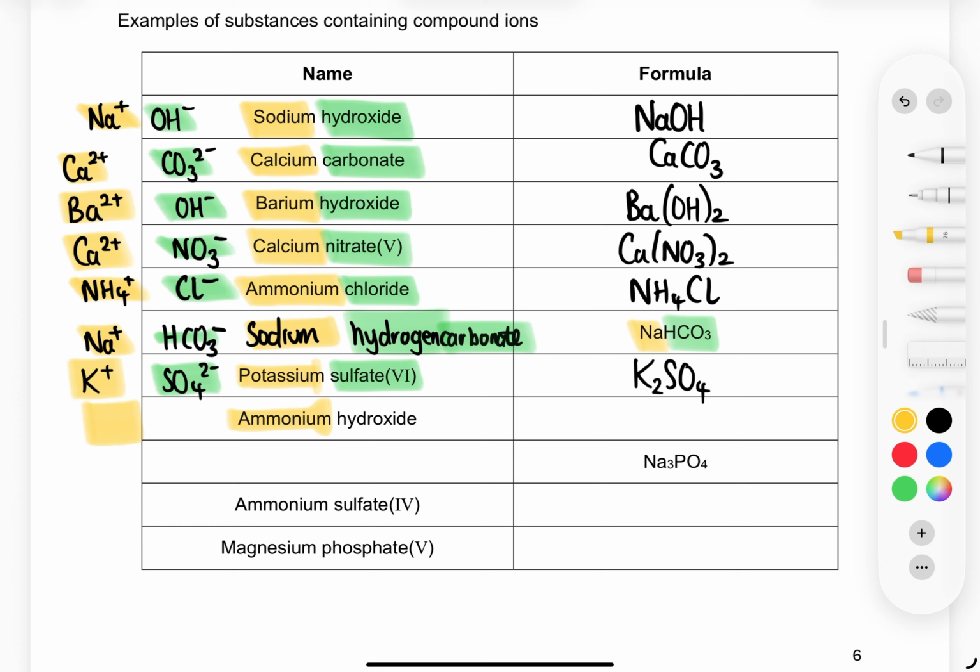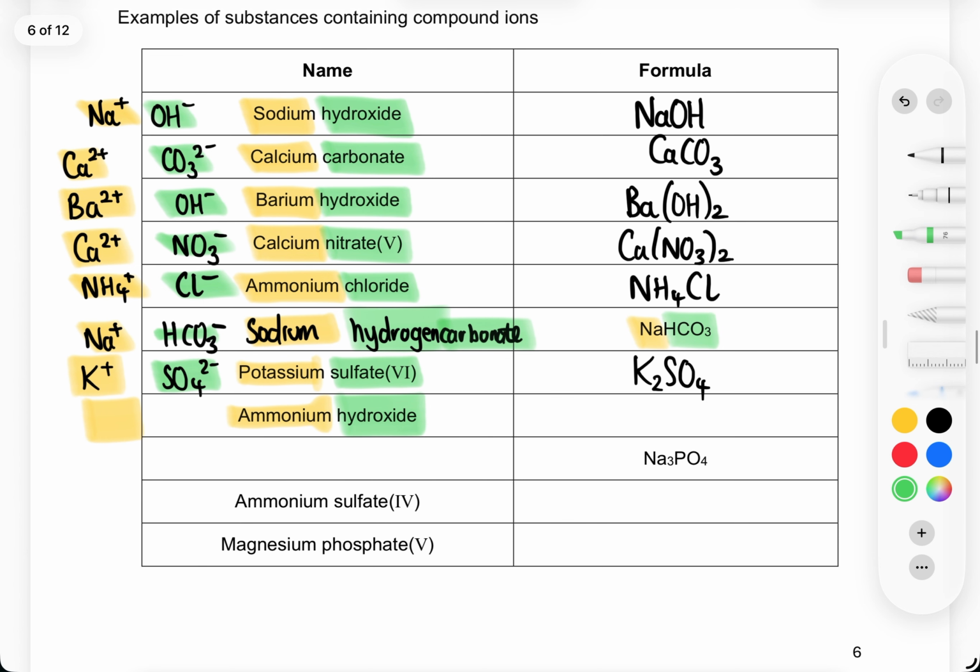Ammonium, hydroxide. Ammonium, NH4+, memorised. Hydroxide, OH-, memorised. NH4OH. Let's look at the next one.